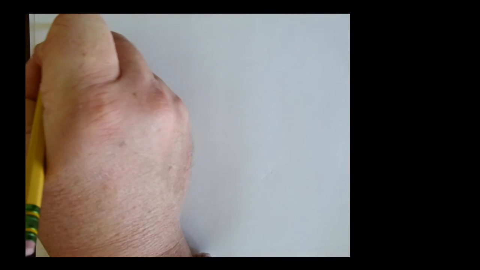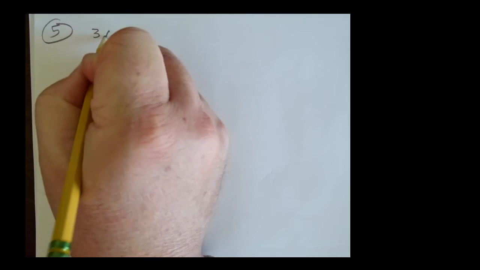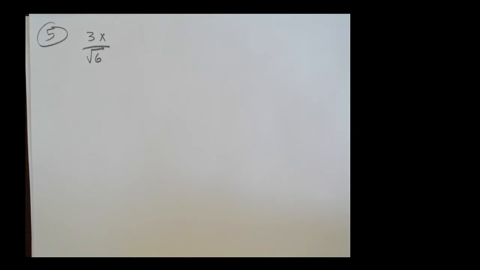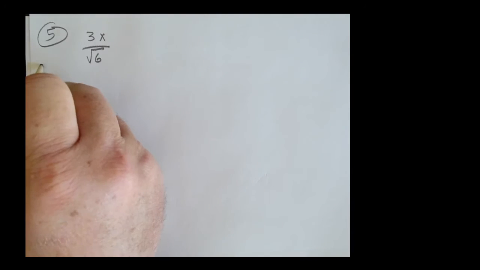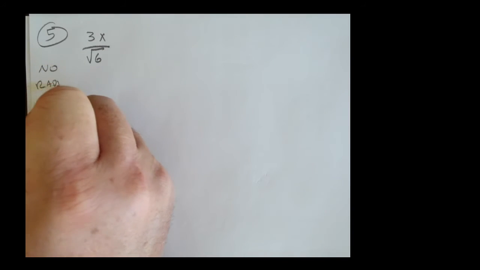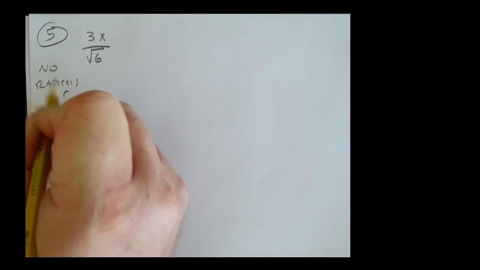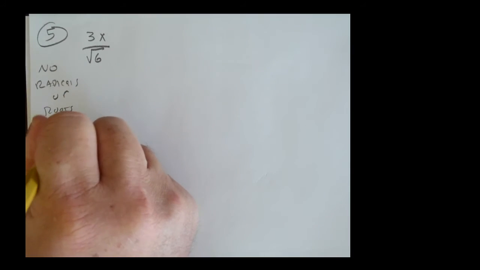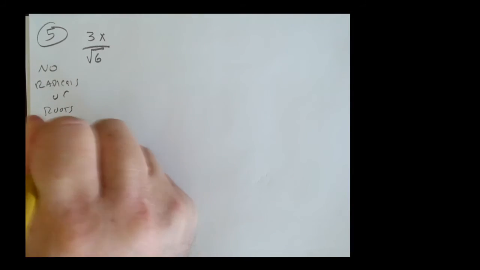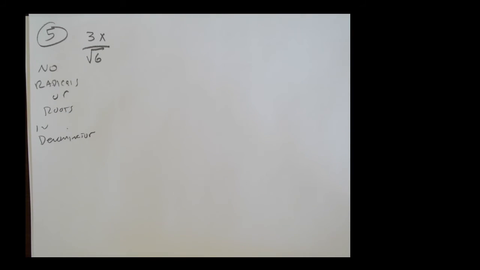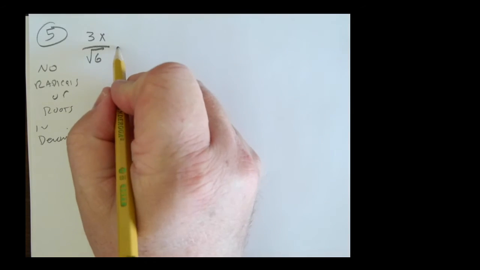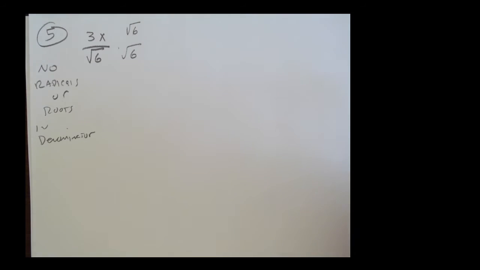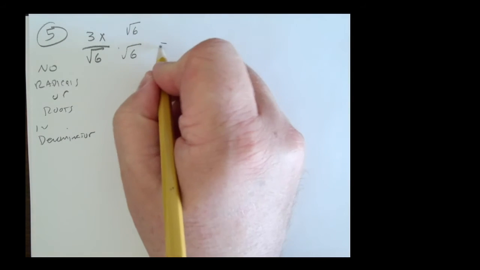Number 5. So we get 3x over a square root of 6. We remembered from Algebra 1 and geometry we do not want radicals or roots in the denominator. So how do we get rid of that? Square root of 6 over square root of 6. That's 1. We don't change anything.